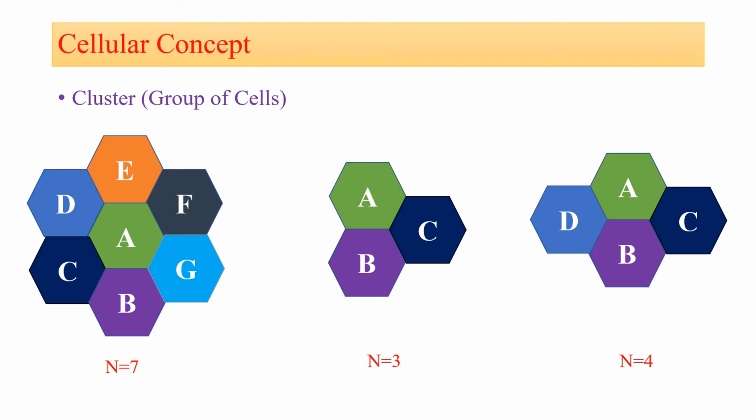This is an important concept, that is, what is meant by cell and cluster. Now, what is a cell? A large geographical area is divided into small areas, and each one area is nothing but the cell, and the group of these cells is nothing but the cluster.